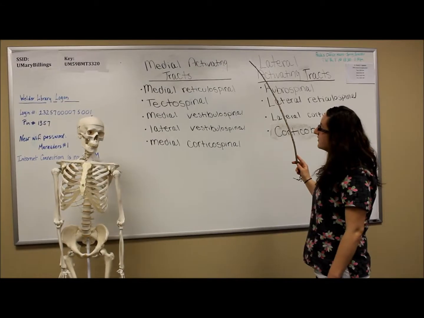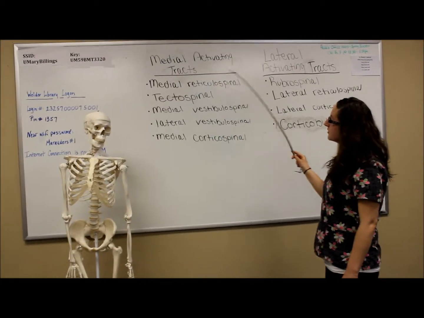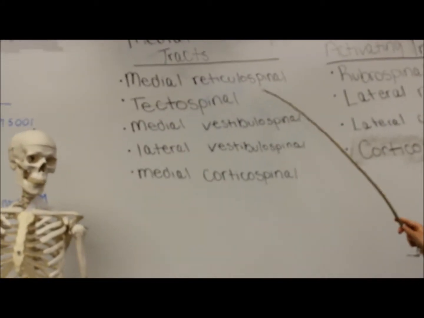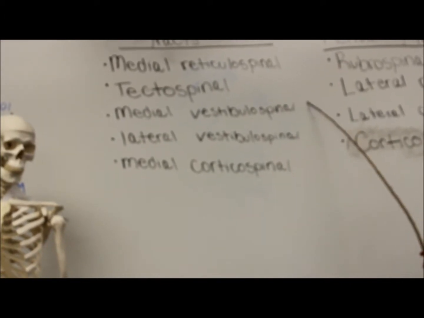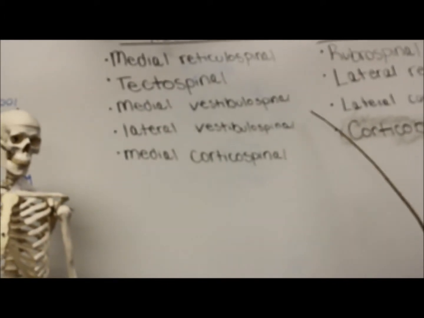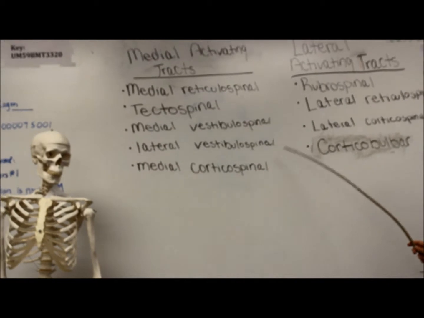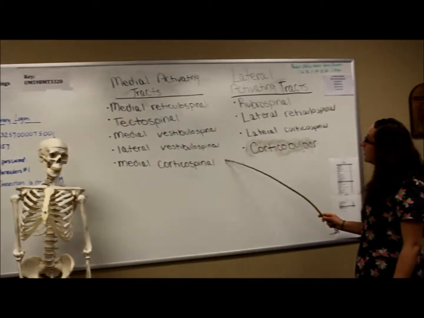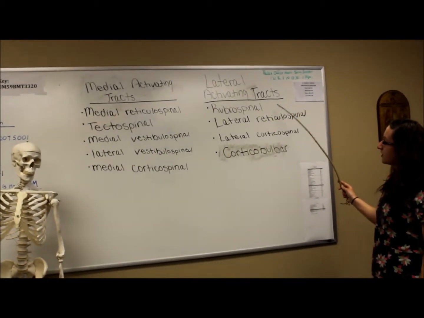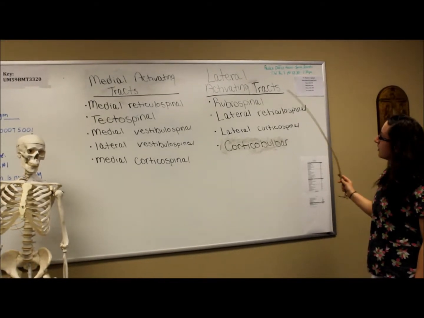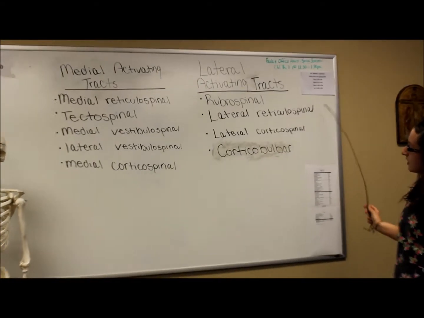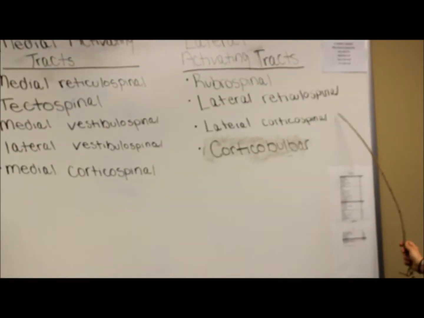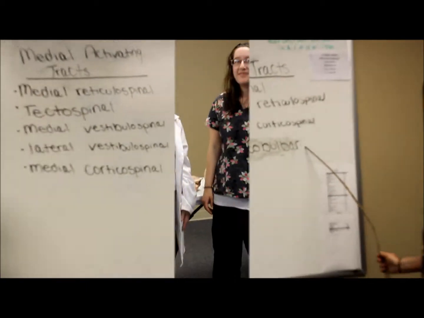So the medial activating tracts include the medial reticulospinal, the tectospinal, the medial vestibulospinal, the lateral vestibulospinal, and the medial corticospinal. And the lateral activating tracts include the rubrospinal, lateral reticulospinal, the lateral corticospinal, and the corticobulbospinal.